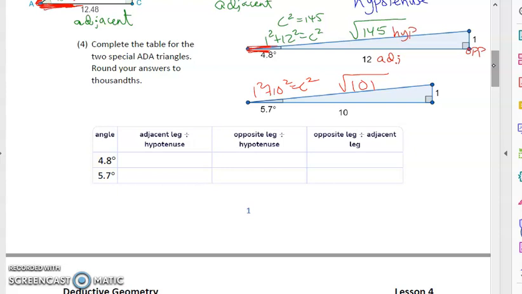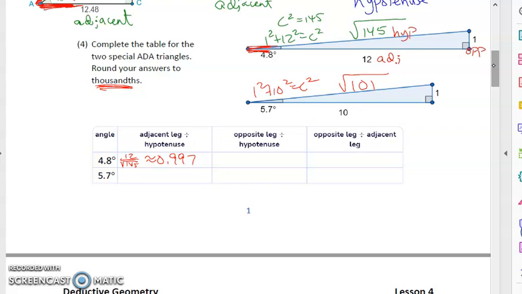So the adjacent side is 12. The hypotenuse is the square root of 145. So 12 divided by the square root of 145 is going to give me the answer of about 0.997. Please round this to thousandths, which would be 3 digits after the decimal point.